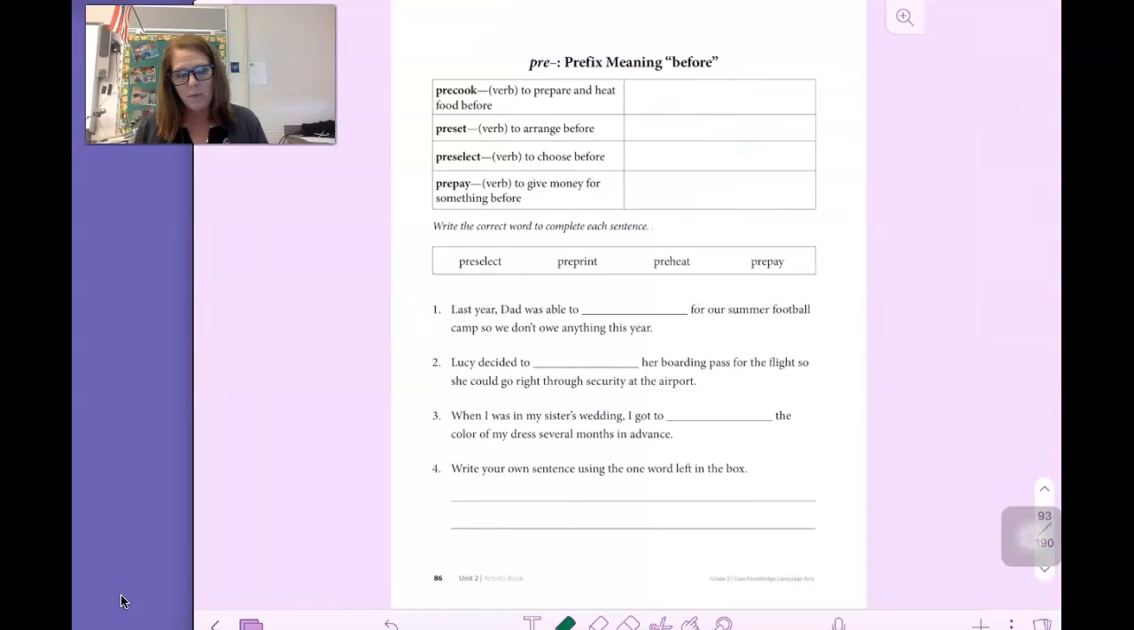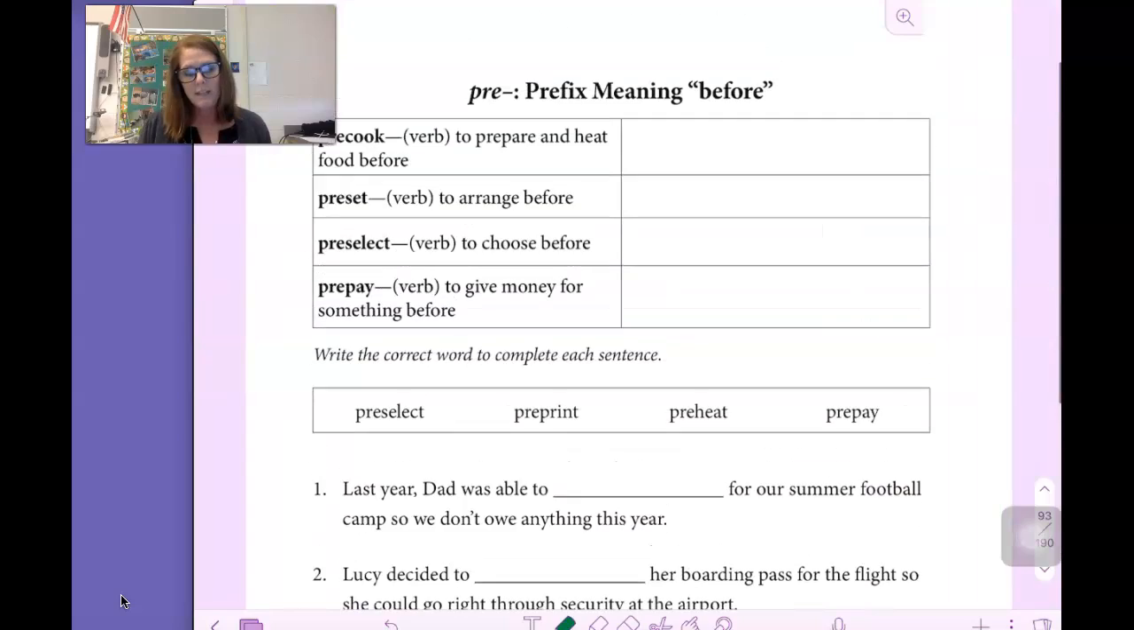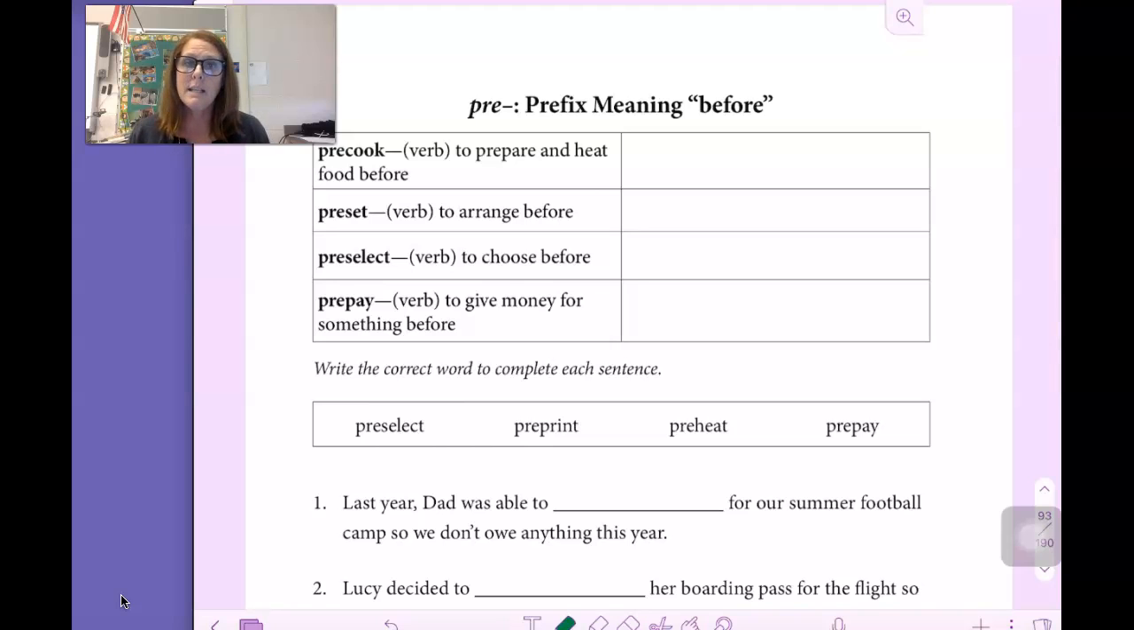Let's go on to the back of the page, which is the prefix pre, which means before. So read the words with me. Pre-cook, which means to prepare and heat food before. Preset, which means to arrange before. Pre-select, to choose before. Prepay, to give money for something before. Read the words again.